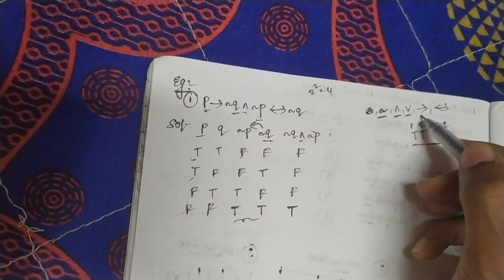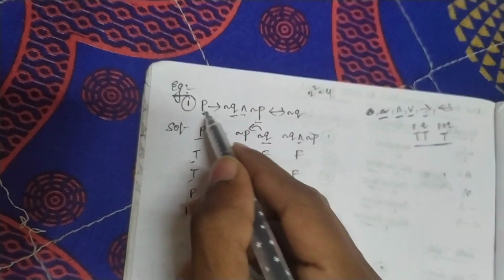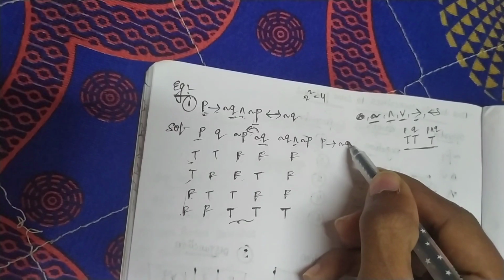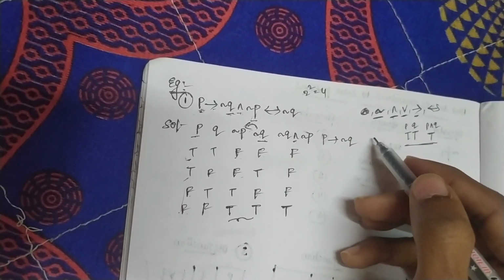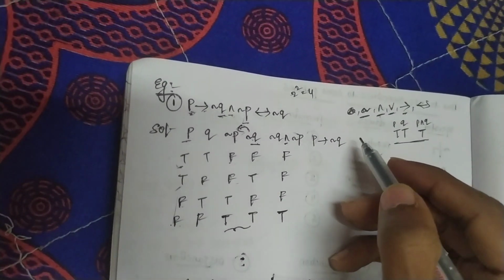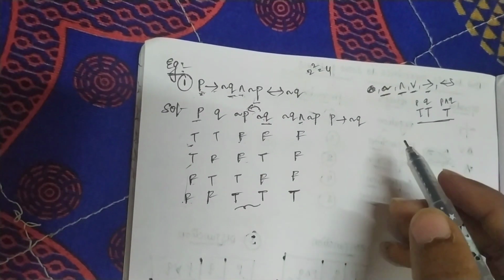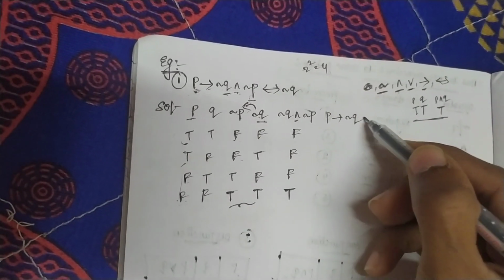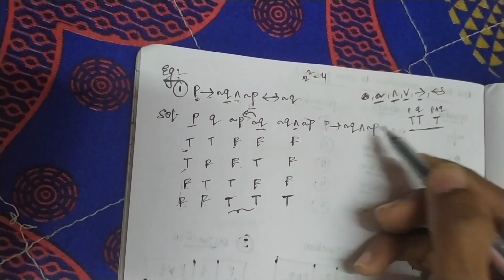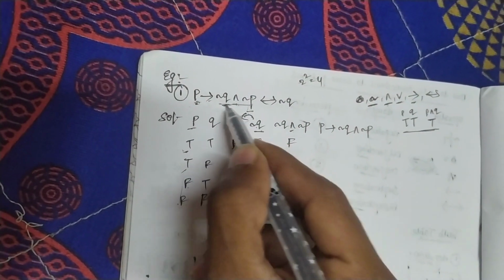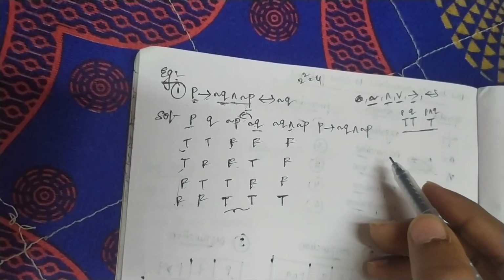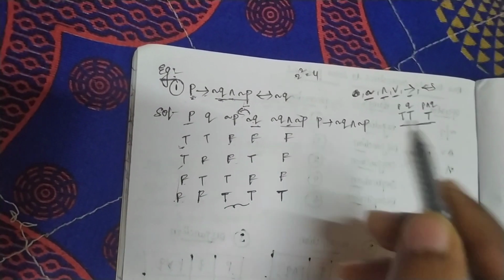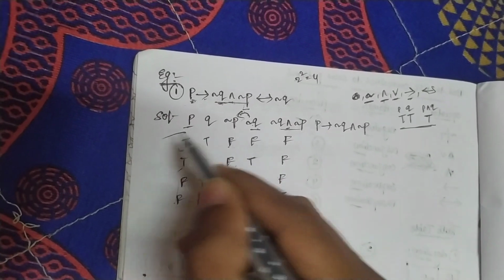The next preference is implication. That is, P implies negation Q. So we have to do P implies negation Q and negation P. We have P implies this one. P is there, and negation Q and negation P are also there. We have to do it for this one and this one.